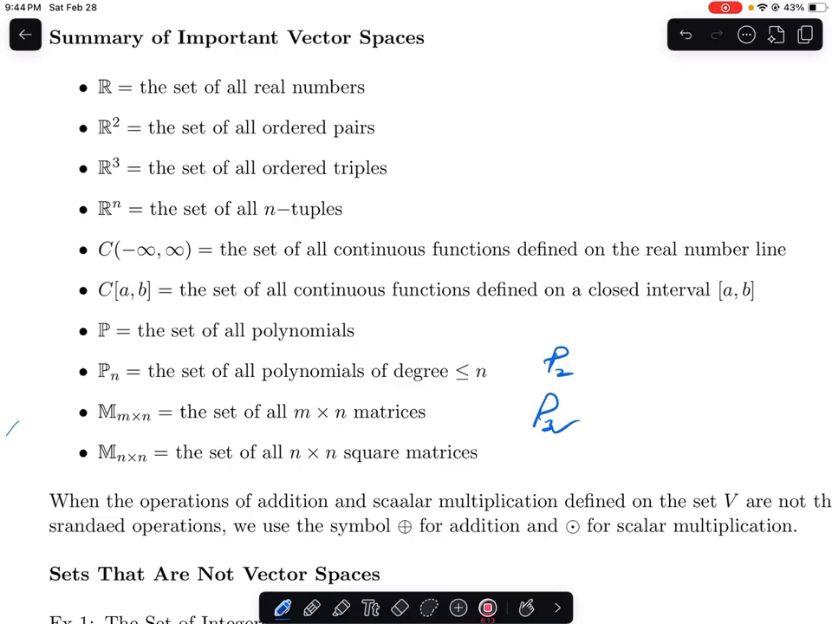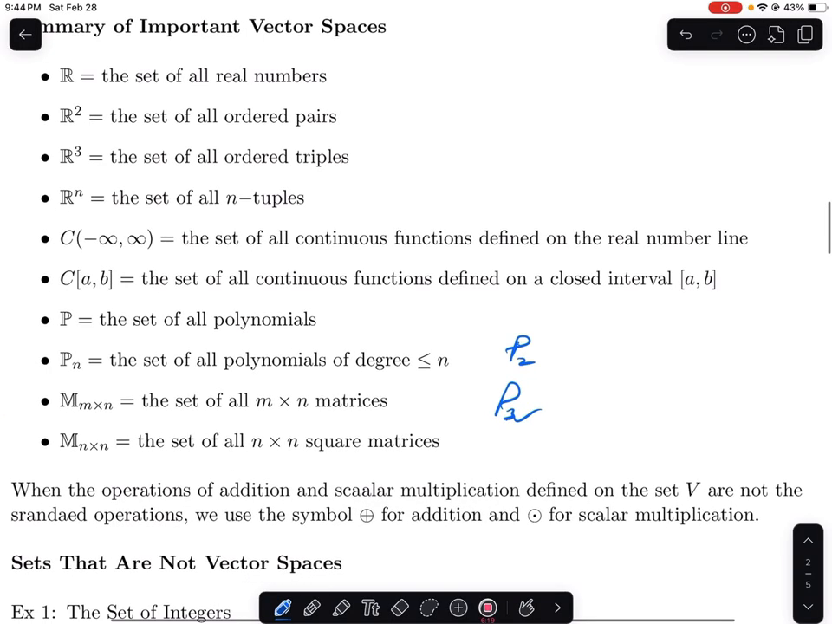When the operations of addition and scalar multiplication defined on the set are not the standard operations, we use the symbols: a plus inside a circle for addition, and a dot inside a circle for scalar multiplication.